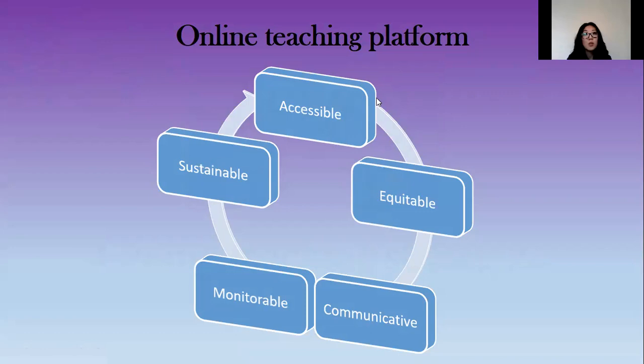So what do you need to think of when you choose your online platform? First, it should be accessible. What does it mean? It should be easy to use for students and parents at home. The next one, equitable. So it has printable activities for students without reliable internet or device access.